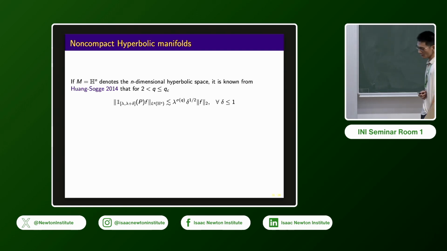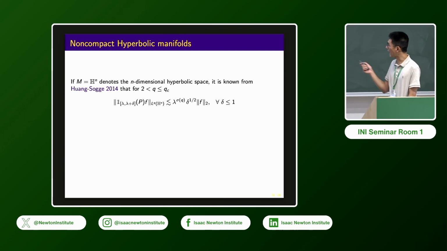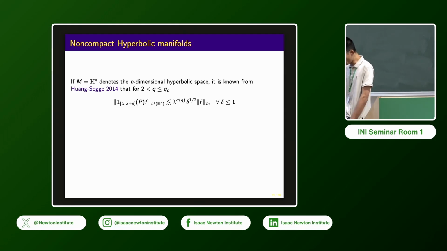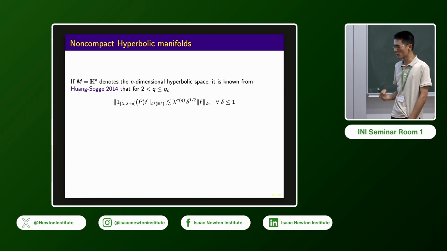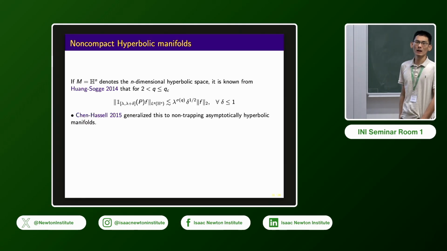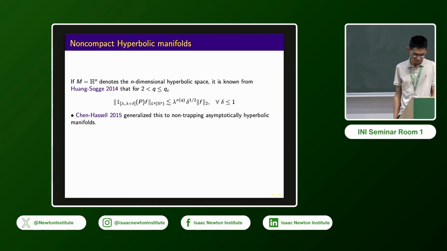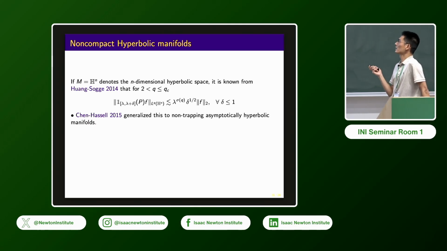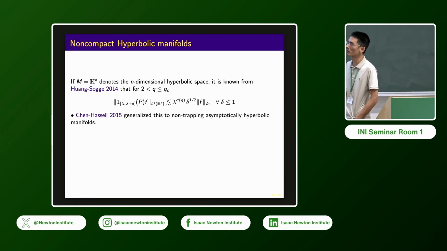The calculations can be carried out explicitly, and there is no quotient, so there is no summing of the different deck transformations. And Chen and Hassell generalized this to non-trapping asymptotically hyperbolic manifolds. For high frequencies lambda, we don't need assumptions on the bottom of the spectrum, and the same result holds. By non-trapping, as also mentioned in Zhongkai's talk, it means geodesics will escape to infinity, at least in one of the directions.